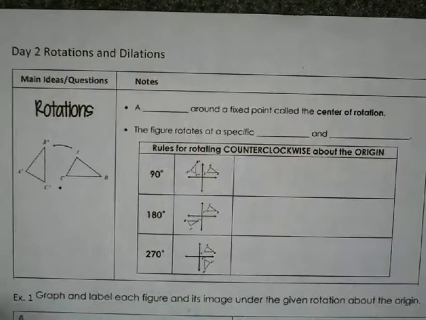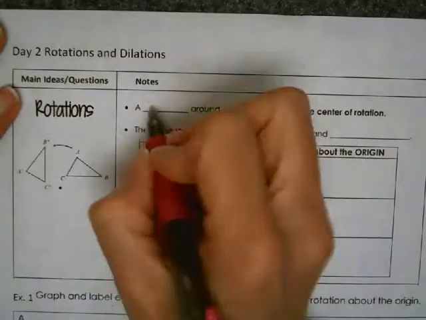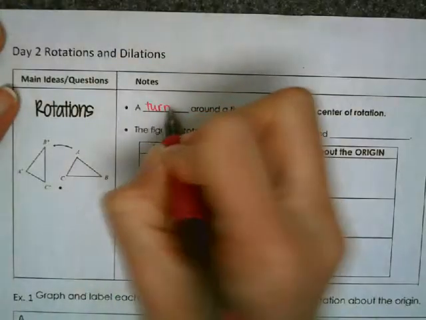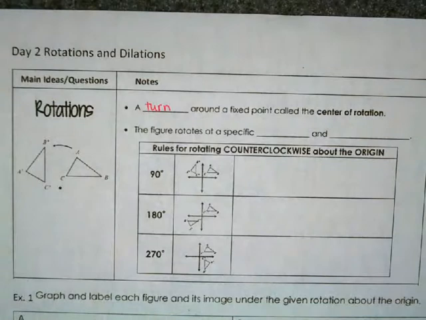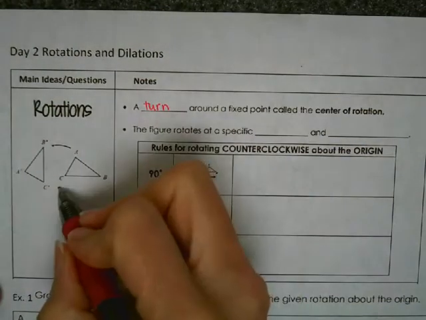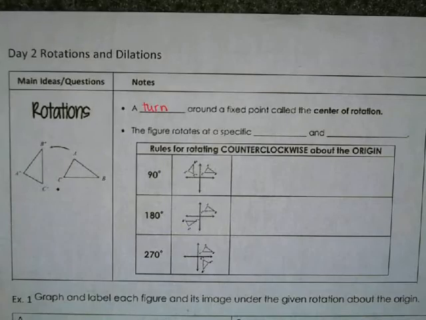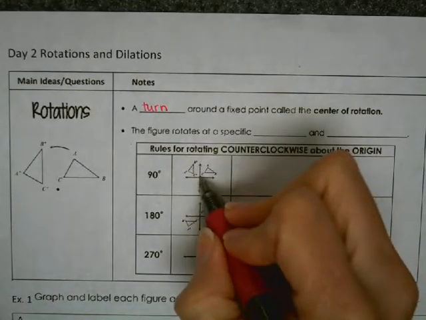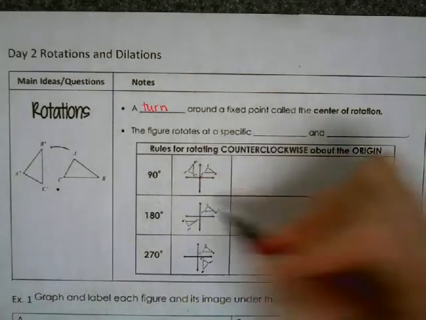Rotations. A rotation is just called a turn. It's a turn around a fixed point called the center of rotation. Okay, this is the fixed point in this. Most all the time when we're going to do them, we're going to rotate around the origin 0, 0. Like you can see these pictures here kind of spinning around that middle.